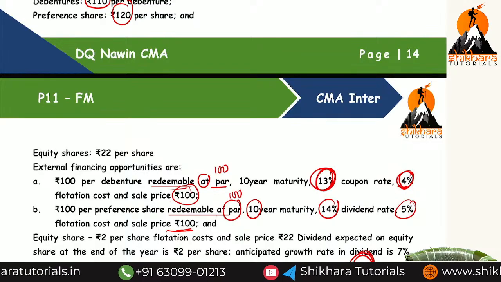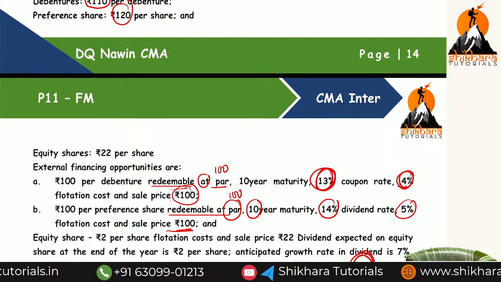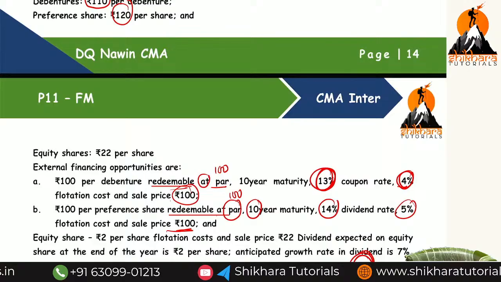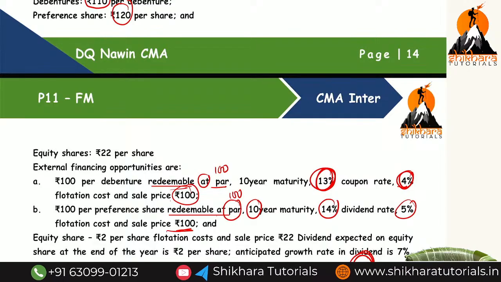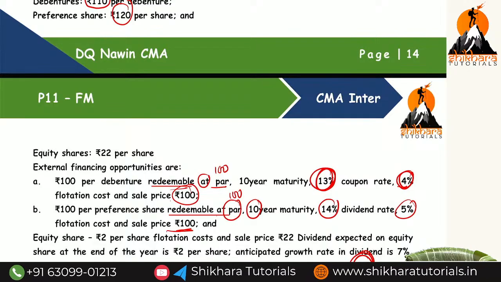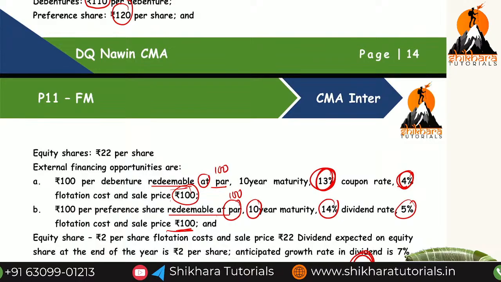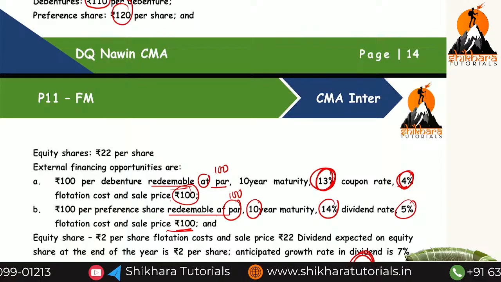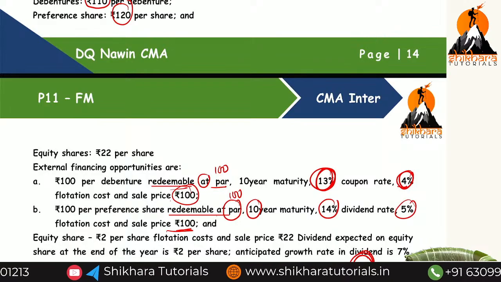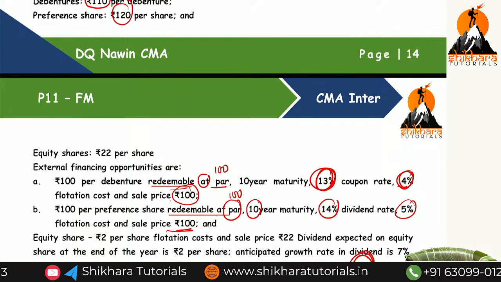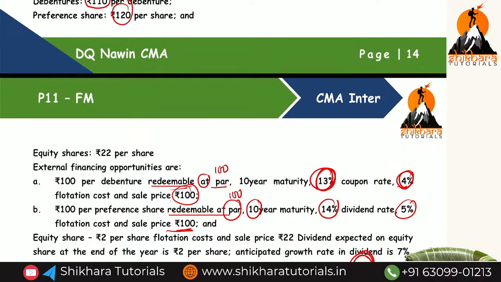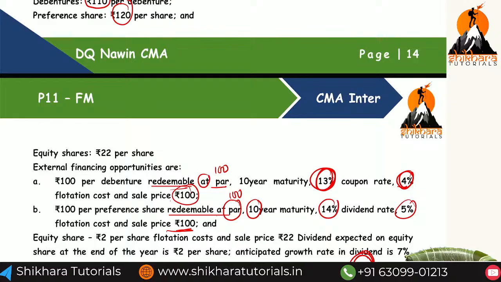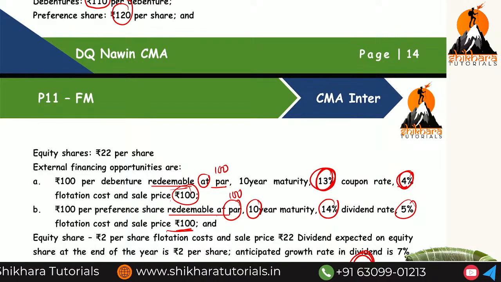So one point I want to understand. What is the sentence? Read once again. Point A, from 4% onwards: 4% flotation cost and the sale price is 100. Can I name it issue price? Face value? Face value or issue price?